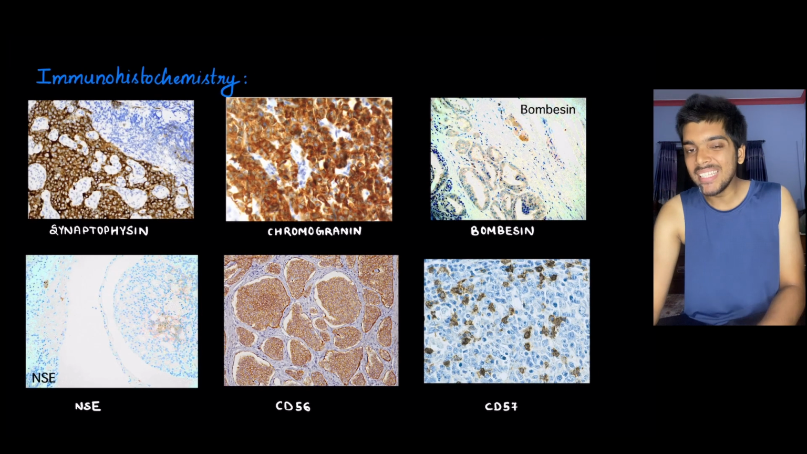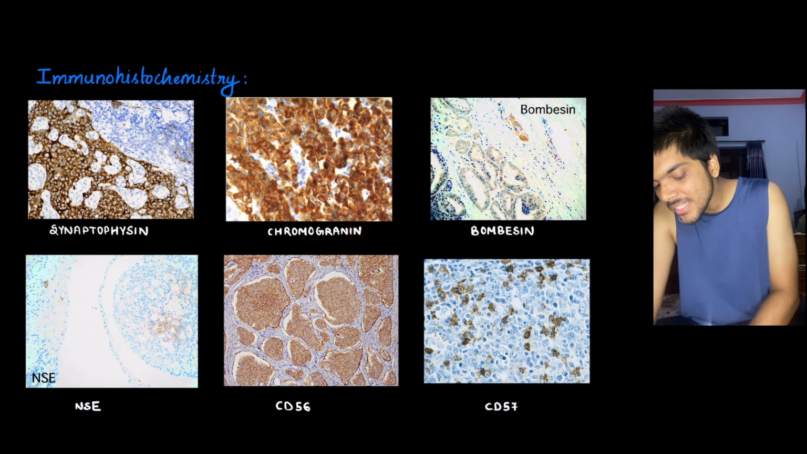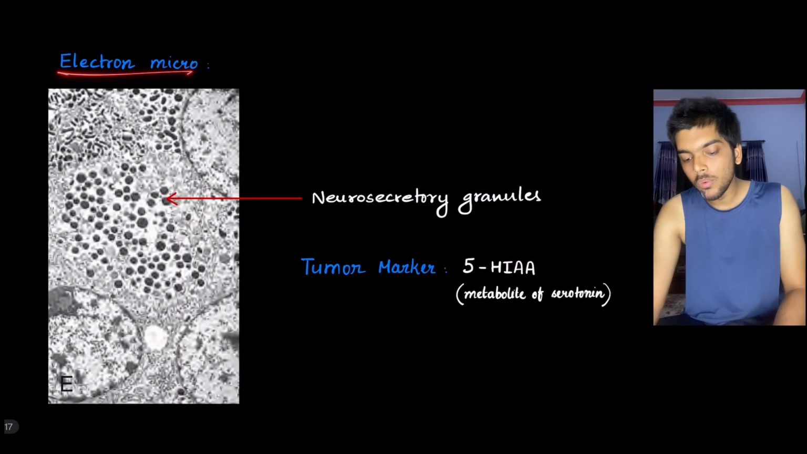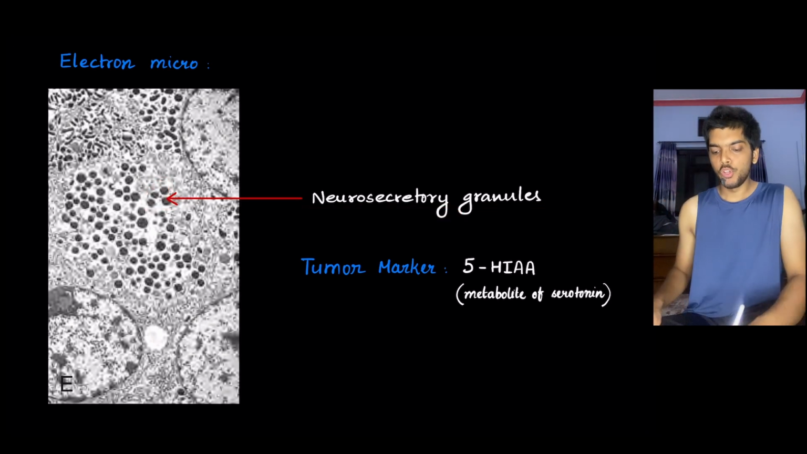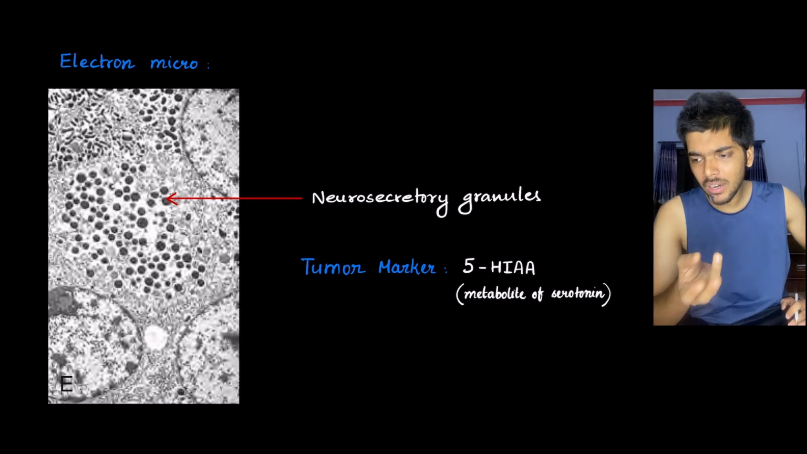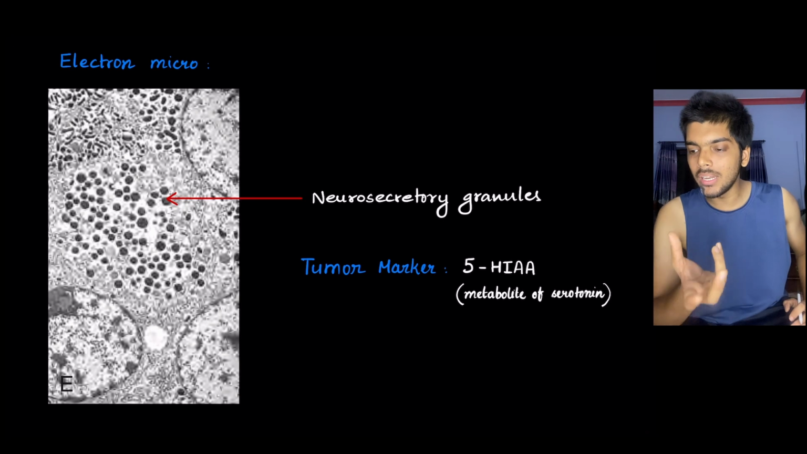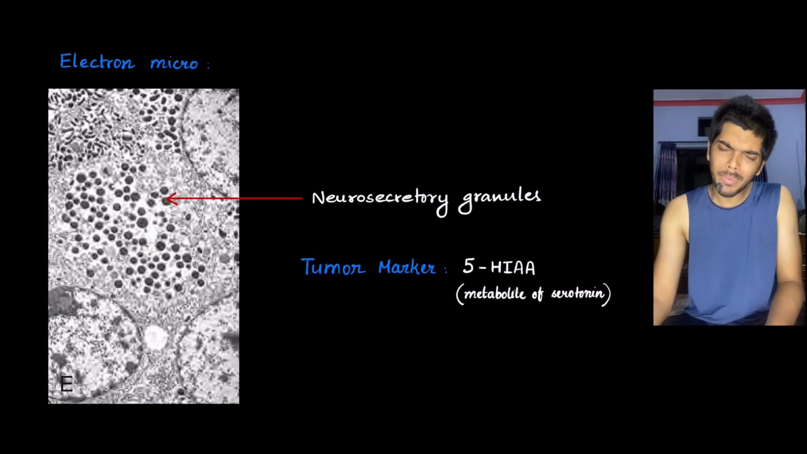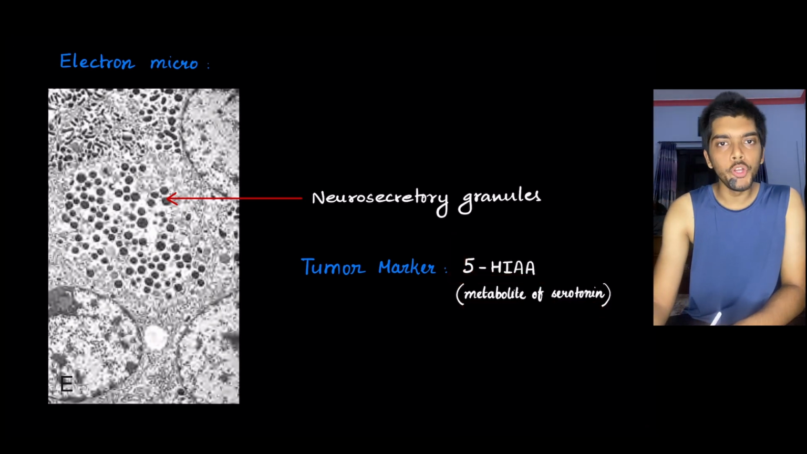Immunohistochemistry: remember these six that are common for all neuroendocrine tumors: synaptophysin, chromogranin, bombesin, and NSE, CD56 and CD57. Electron microscopy: within the cytoplasm of the tumor cell, there are granules, which are the neurosecretory granules. Tumor marker: it is the tumor of the argentaffin cell. The argentaffin cell is responsible for the production of serotonin. The metabolite of serotonin is 5-HIAA, which will be seen raised in the serum. So obviously the tumor marker of carcinoid tumor is 5-HIAA.